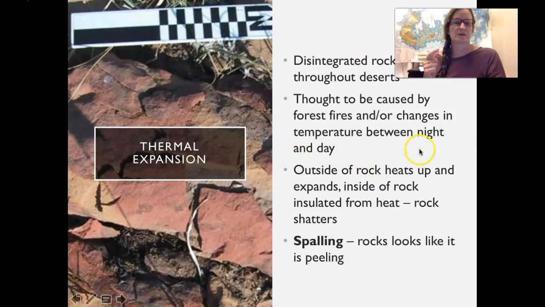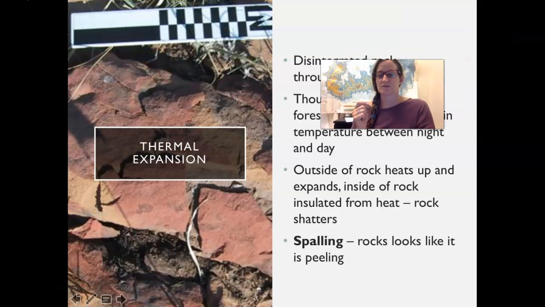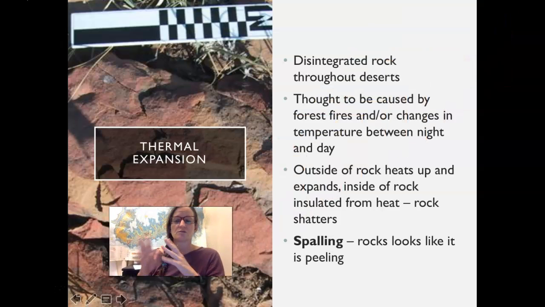Okay, thermal expansion. Thermal expansion happens kind of in two special cases. One is when there's been a forest fire, and two is when there is a place like the desert where it can be really hot during the day and quite cool at night.